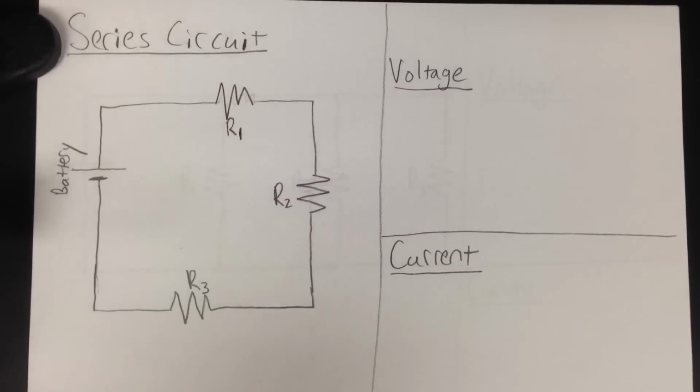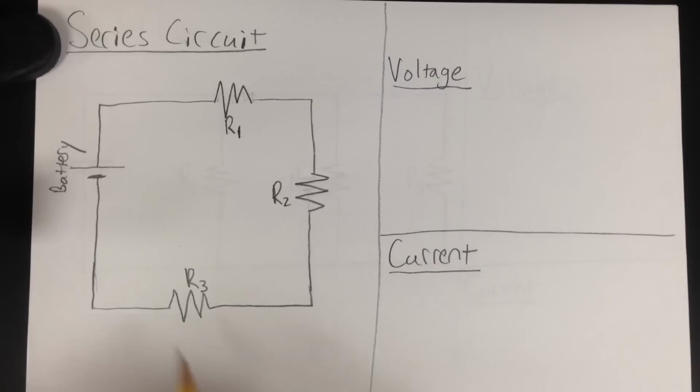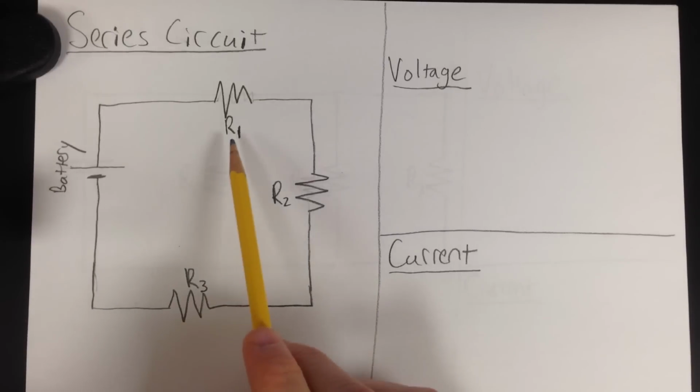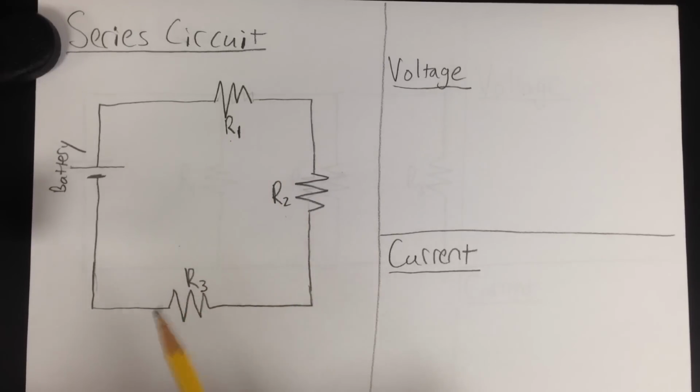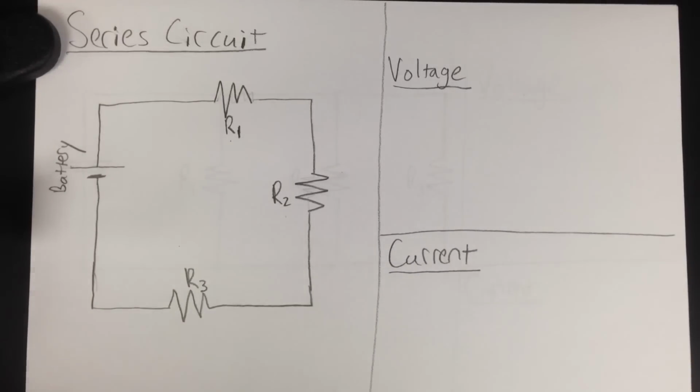Hey guys, these are the completion to your notes on the series and the parallel circuit and the differences between them. Alright, so title it Series Circuit. Draw yourself a series circuit that has a battery. The schematic has 3 resistors. I labeled each resistor R1, R2, and R3, and then give yourself a good amount of room to talk about voltage and current in the series circuit.